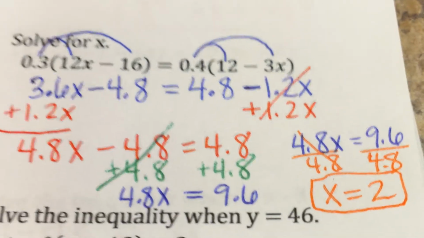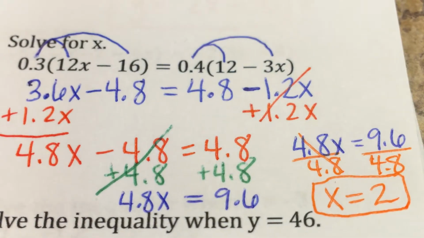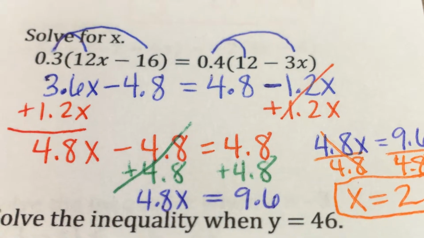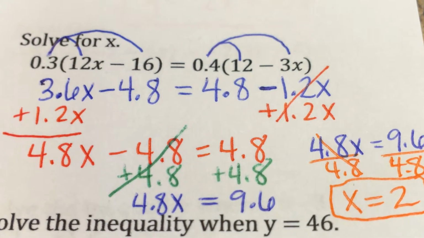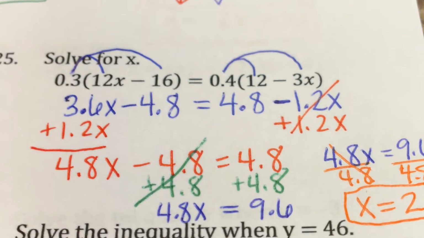So what we did was distributive property. We move the x's to one side. We move the numbers to the other side, and then we just solve. That's pretty much it. Let's go ahead and do another one.